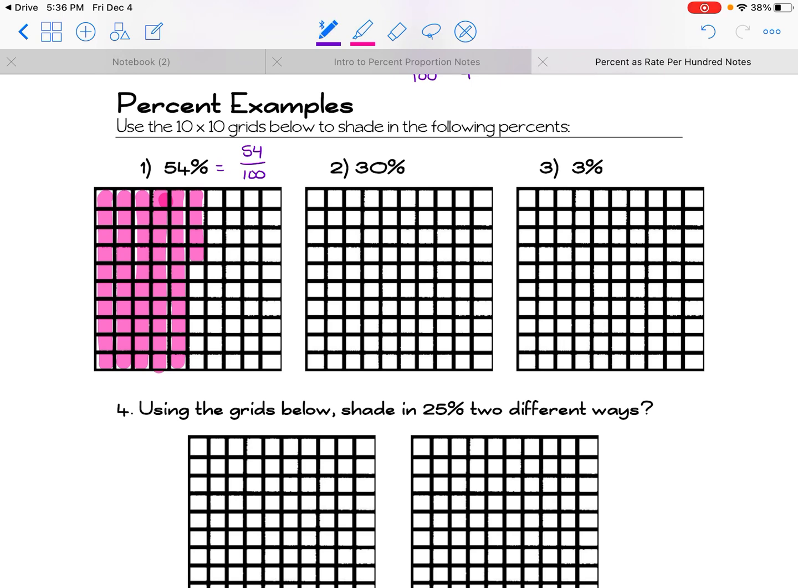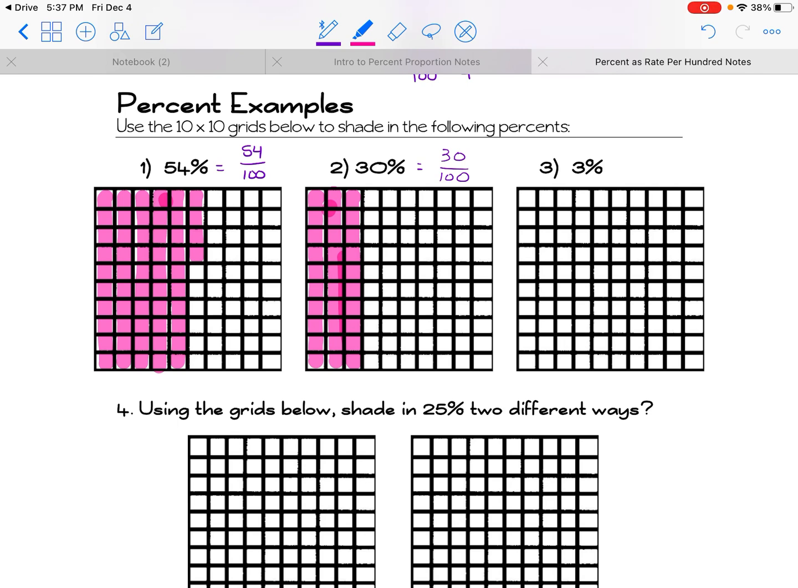We're going to shade 30% of this grid. 30% means 30 out of 100. So all we have to do is shade 30 squares. That would be very fast and easy because I would shade 3 columns or 3 rows. And that is 30 of the little squares out of the 100. So 30% is not a lot compared to the whole.